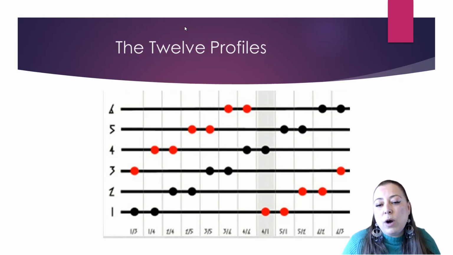Then we have the 5-1. We have conscious, heretic, subconscious, investigator.